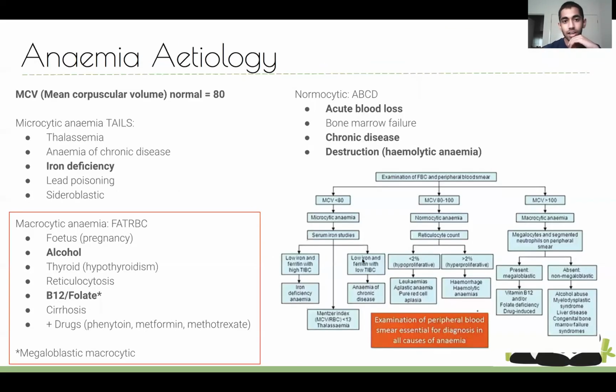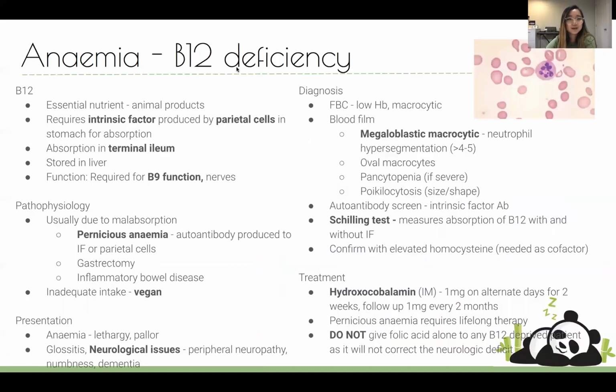Nice. Awesome. On to some macrocytic anemias. So alcohol and B12 and folate are important. B12 deficiency. B12 is an essential nutrient, so you need to essentially intake it. And in order to absorb it, you need intrinsic factor, which is produced by parietal cells in the stomach. And then it's absorbed in the terminal ileum, stored in the liver, and it stores for actually a long time. So it takes a while for someone to become B12 deficient.